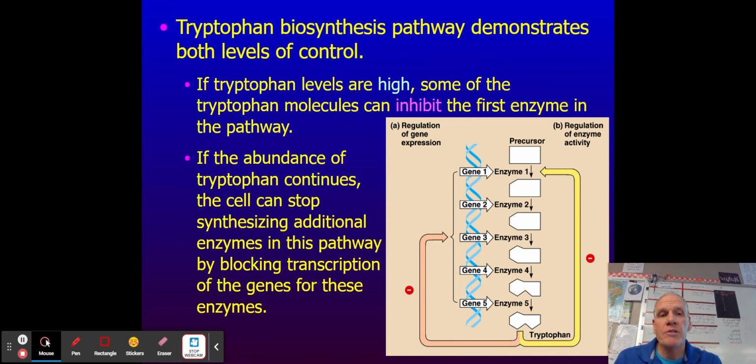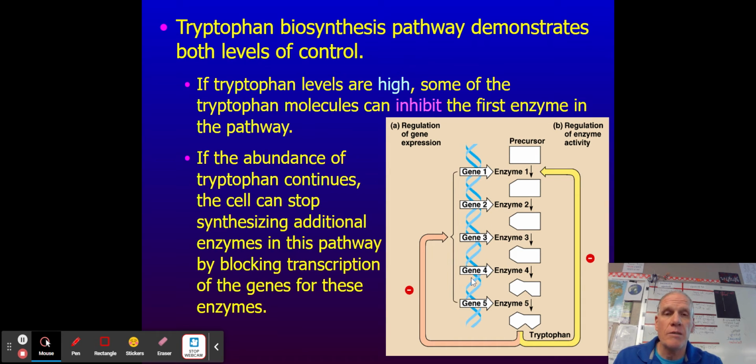Okay, and this diagram should look familiar. All right, so remember once again, the trp operon has 5 genes in it. Each one of those genes encodes an enzyme that plays a role in converting a precursor molecule into the amino acid tryptophan. Okay, but if there is plenty of tryptophan available in the environment, why go ahead and make the enzymes that are going to synthesize tryptophan? That would be a waste of energy.